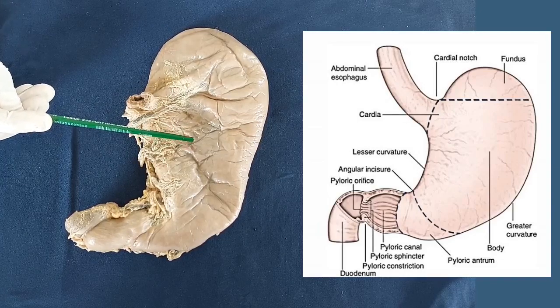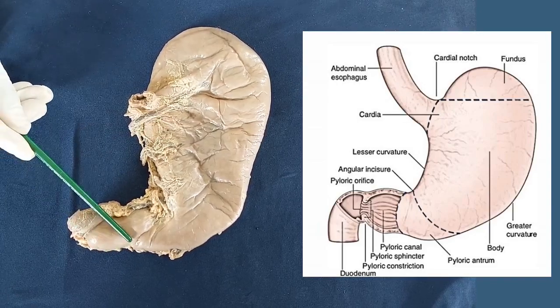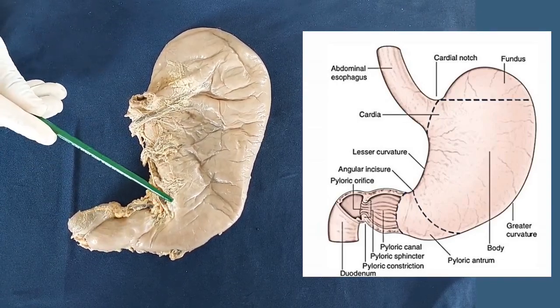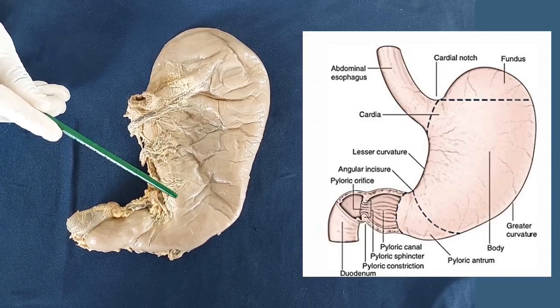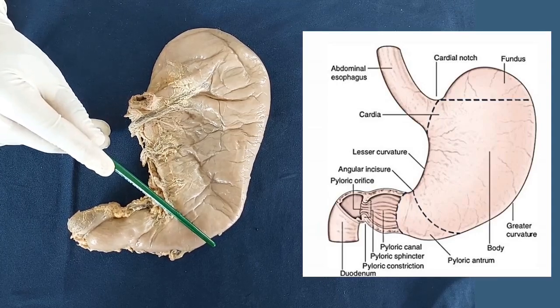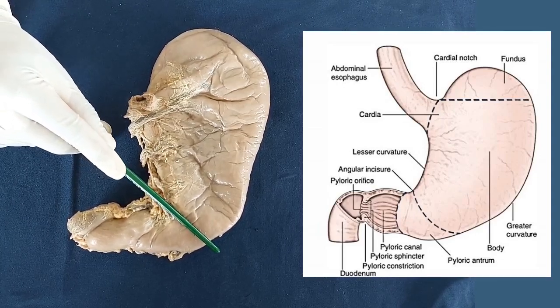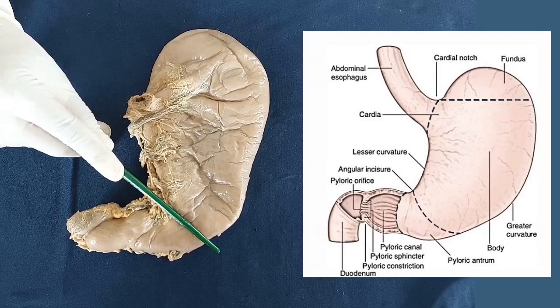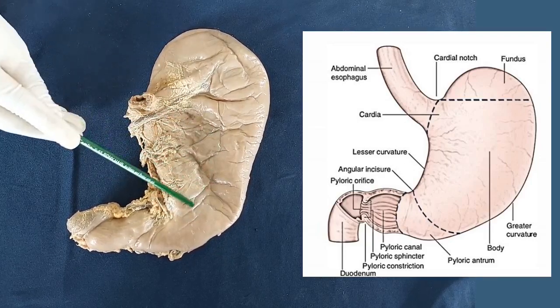The body is separated from the pyloric part by an imaginary oblique plane extending from the incisura angularis to the notch on the left side of the pyloric antrum. So this is the body of the stomach.